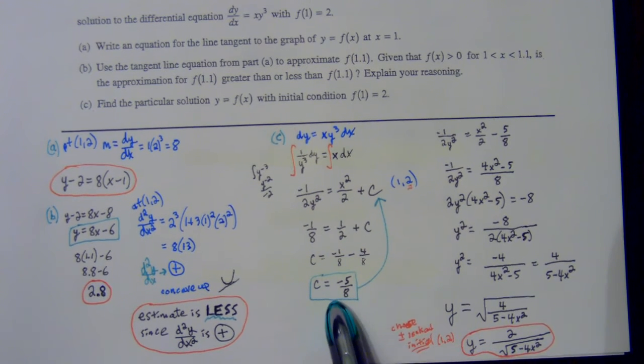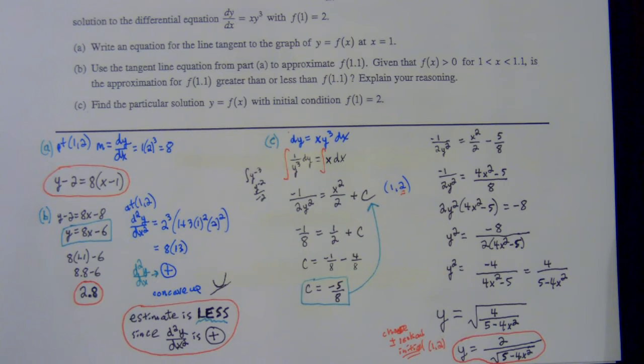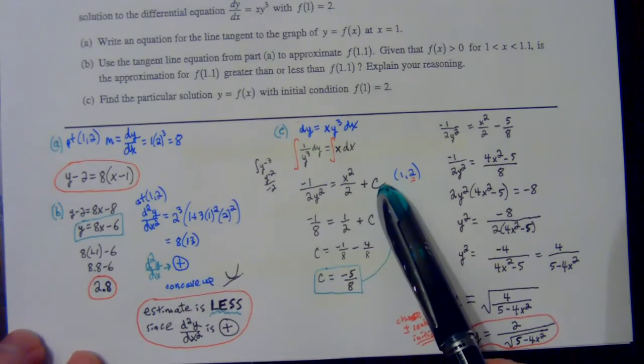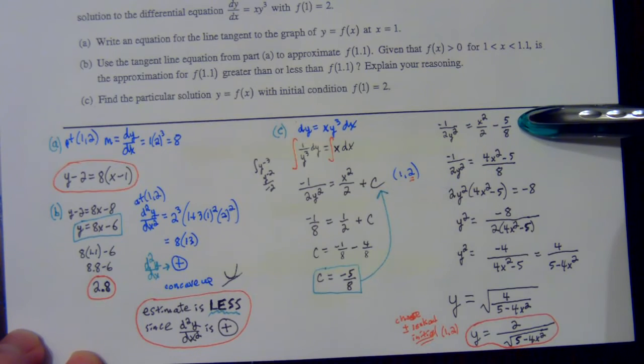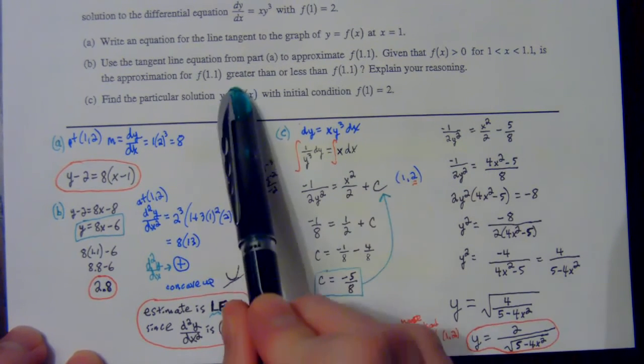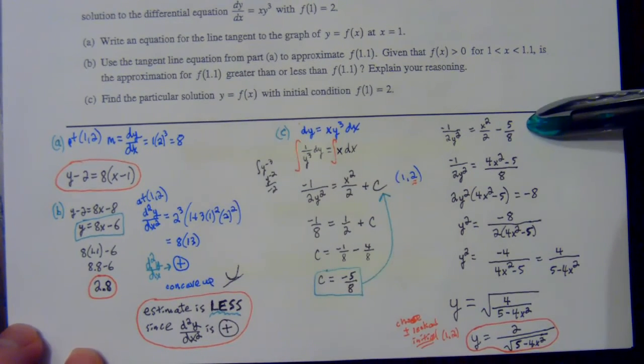You can see my arithmetic there. Be careful with that without the calculator. You're going to get your C value right away. That's your concept of integration. And then once you find that, plop that back in. And now over here, we're supposed to solve it for the y because it says y equals f of x. So solve this for the y.